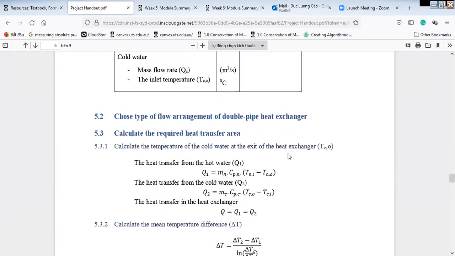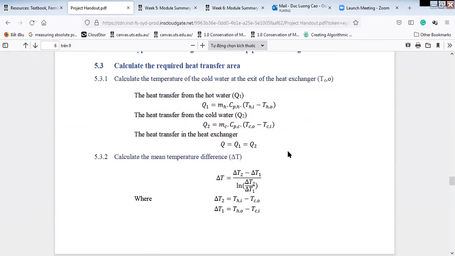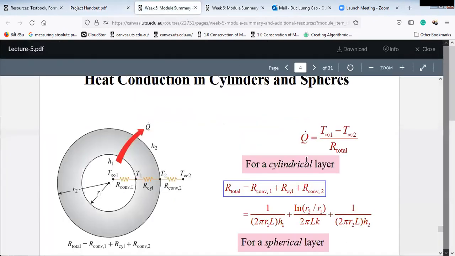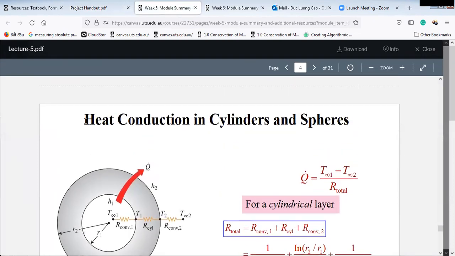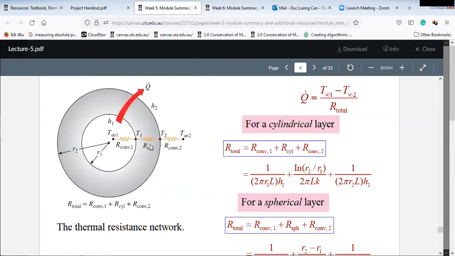But today I will show you one more way to design the heat exchanger, based on what you studied in week 5 and week 6. This one is week 5, heat conduction in the cylinder. You see this is the cylinder, and this is TN1, TN2. In our experiment, TN1 is the hot temperature and TN2 is the cold temperature. So this will be the inner tube.